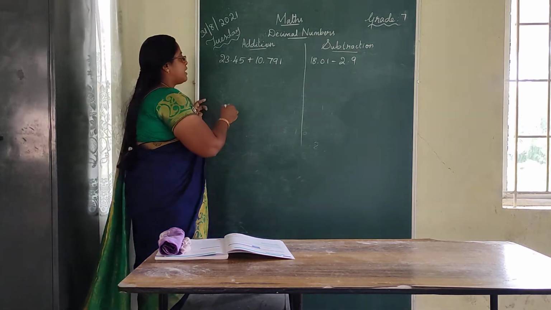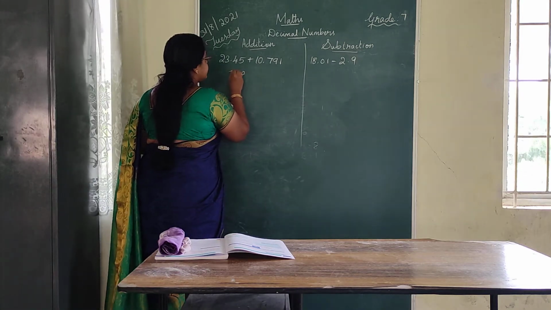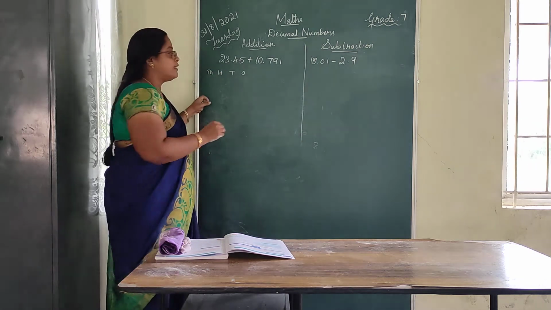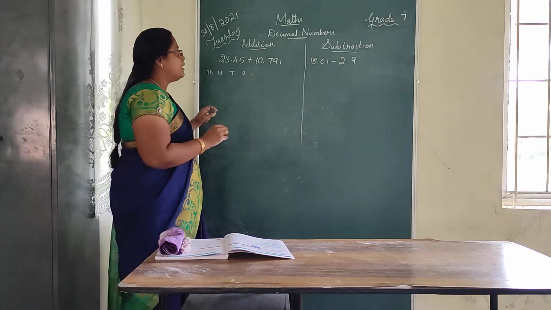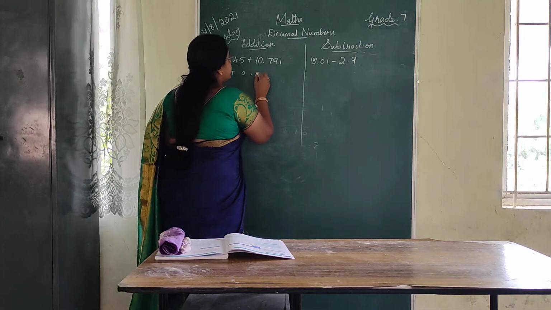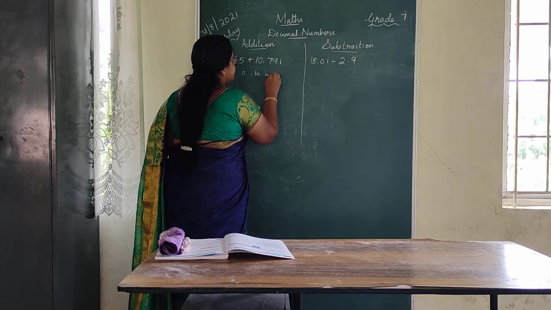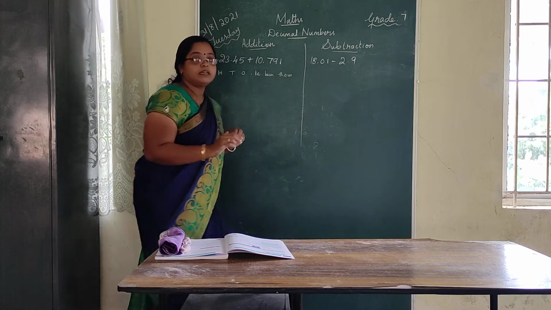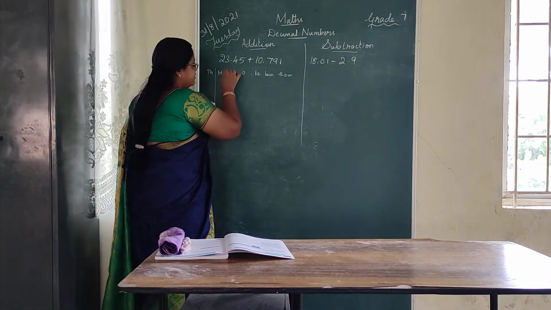First of all, we should write the places: ones, tens, 100, 1000. Then in the center, the decimal point should be put there. And next, tenth, 100, 1000. Okay, tenth, 100, 1000. Put the boxes here.